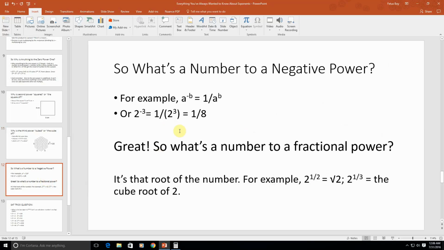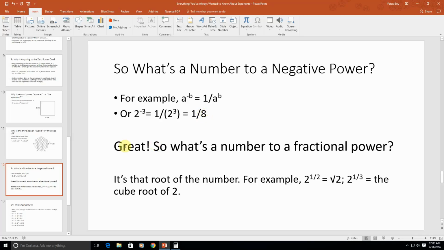So what's a number to a negative power? Glad you asked. For example, a to the negative b power is equal to 1 over a to the b, or 2 to the negative 3, for example, is equal to 1 over 2 to the third, which is 1 over 2 cubed, which is 1 over 8.